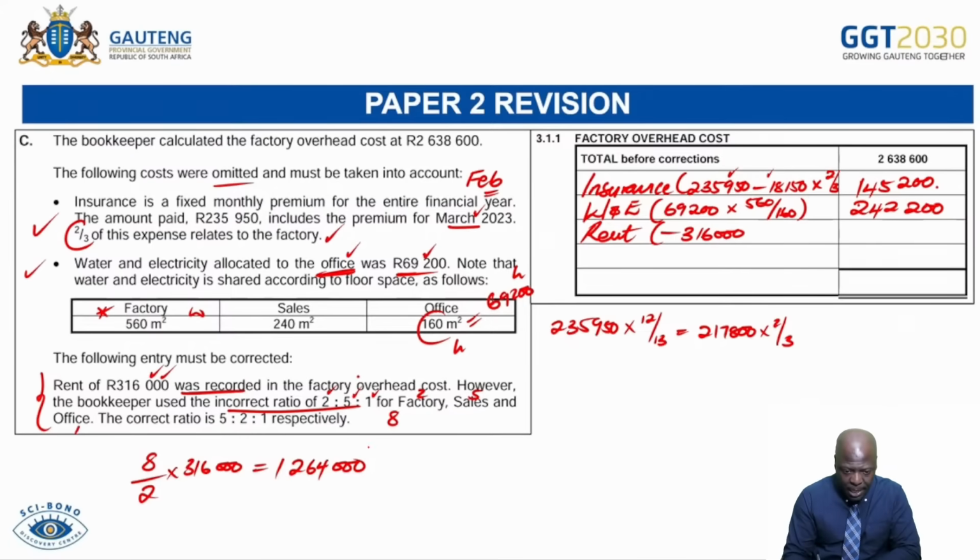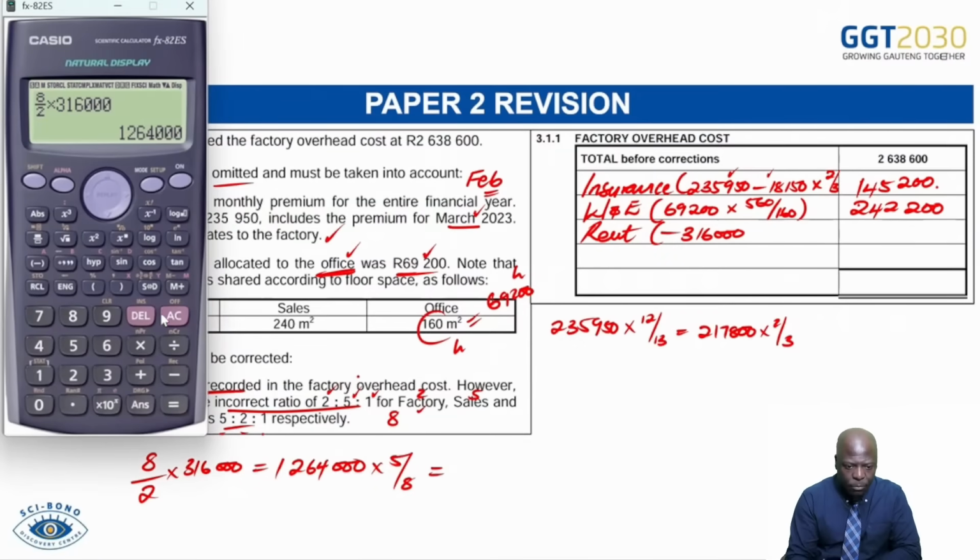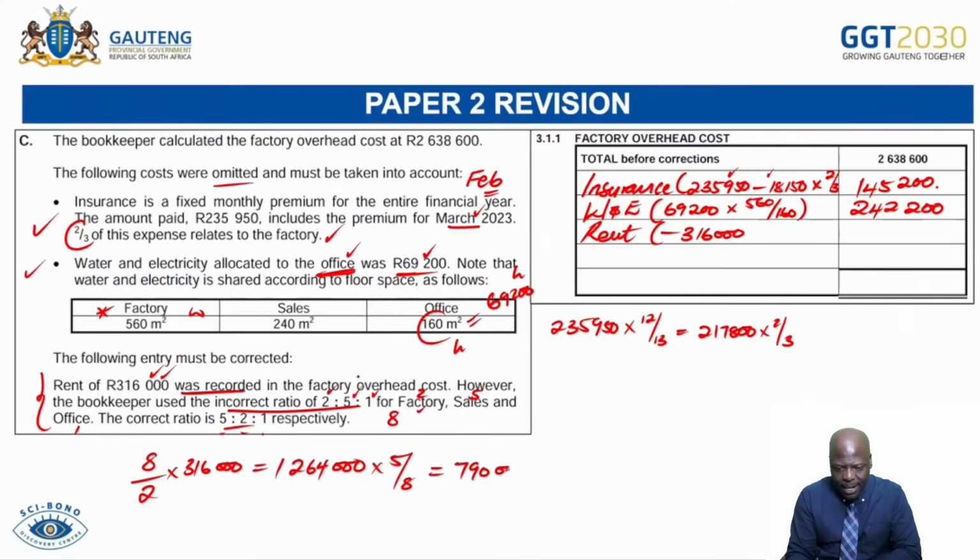Now, let us share this amount now the right way. We know that we always begin with the factory. So the factory has to get 5. So we come here, the factory is going to get 5. And the total is 5, 7, 8. So it's going to be 5/8. So we're going to come here and then we're going to say now that multiply by 5/8. And that will give you 790,000. So we come here, we get 790,000 like that. So I'm going to come here and I'm going to say my rent is 316. Then I'm going to come and add the 790,000.